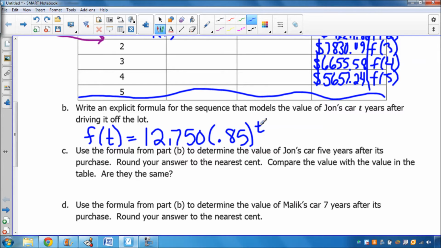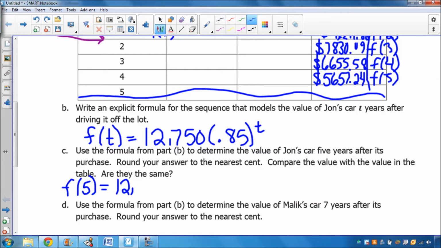Okay, so then question C says to use the formula from part B to determine the value of John's car 5 years after its purchase. Round your answer to the nearest cent. Compare the value with the value in the table. Are they the same? So if I were to figure this out, I would figure out that t is 5, because that's the number of years.